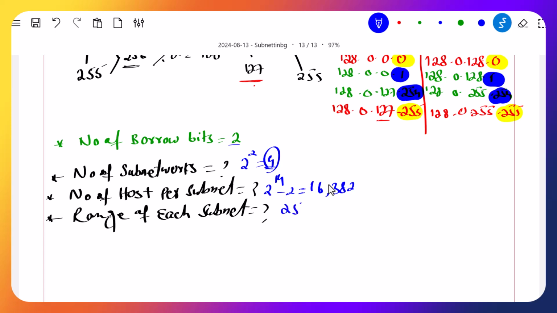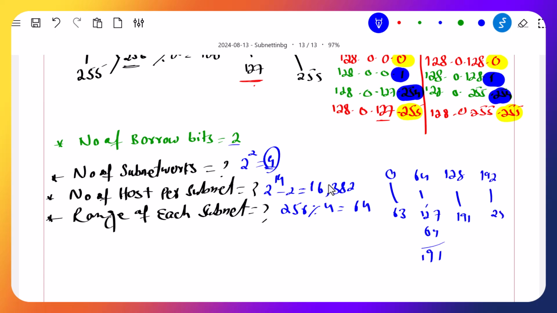4. So 256 divided by 4 is equal to 64. This means I have 64 up to 127, 128 up to, if you are confused here, don't worry, let me make it clear. 0 to 63, 64 to 127, 128 to 191, 192 to 255. These are my 4 network ranges. Okay, and this range will be applied on the third octet, because in the third octet we have the off and on combination and we borrow bits from there.